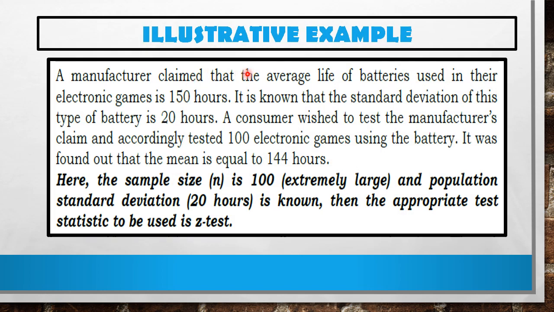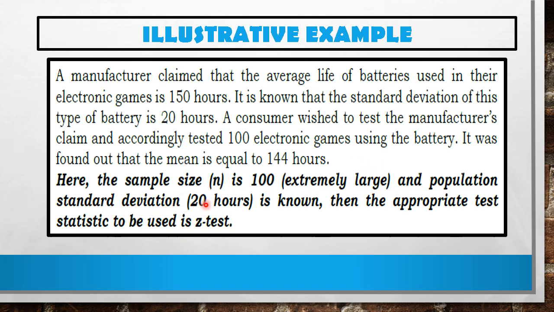Let's have the illustrative example. A manufacturer claimed that the average life of batteries used in their electronic games is 150 hours. It is known that the standard deviation of this type of battery is 20 hours. A consumer wished to test the manufacturer's claim and accordingly tested 100 electronic games using the battery. It was found out that the mean is equal to 144.